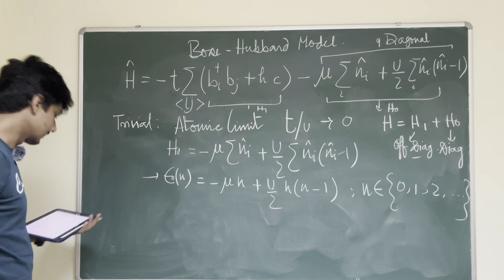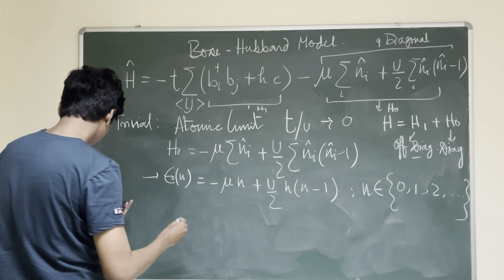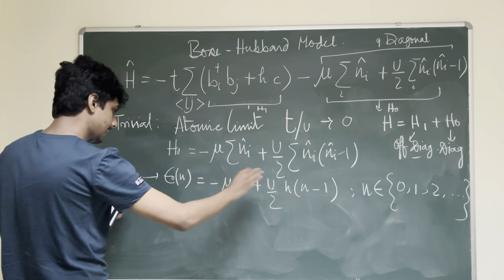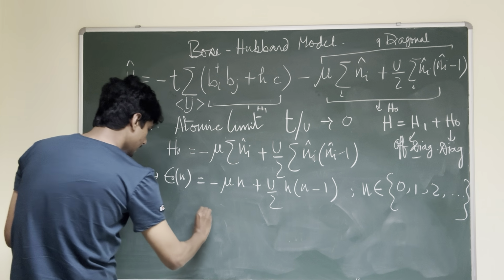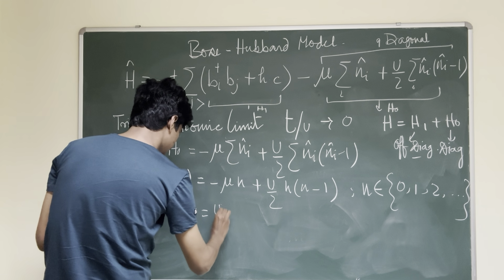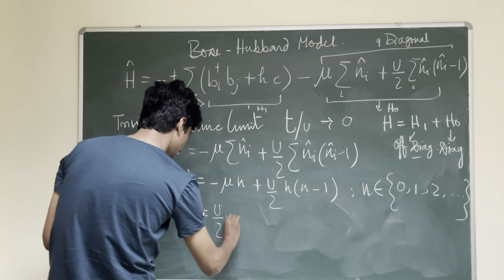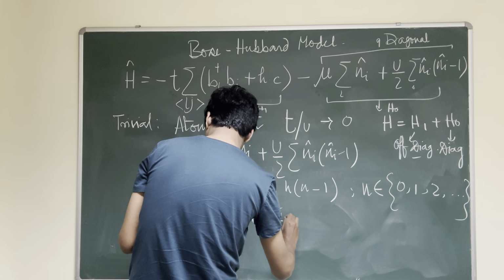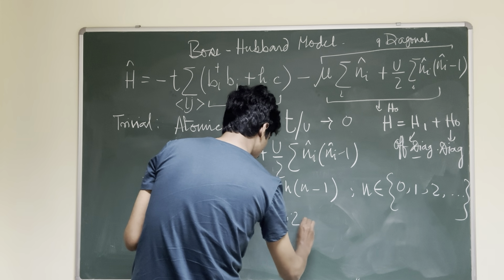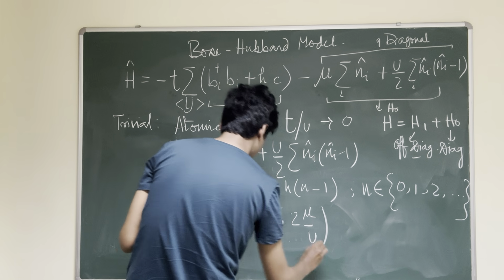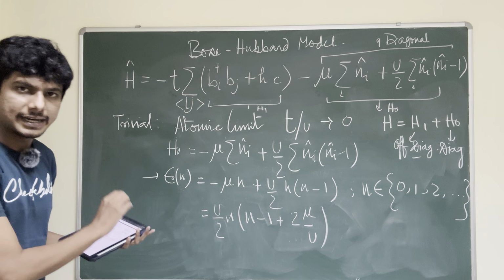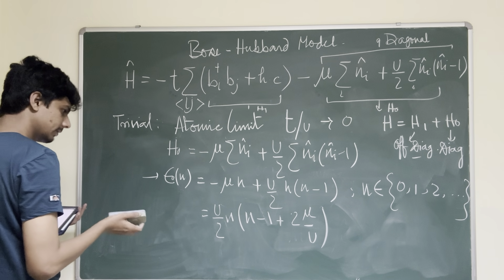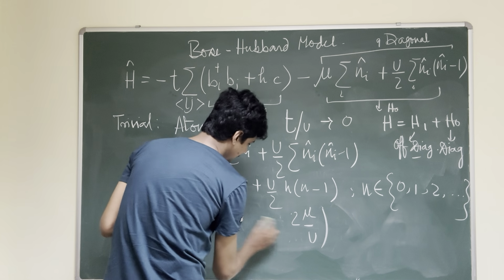If I rearrange, with n the number of bosons per site, you can think of it as U by 2 times n times (n minus 1) minus 2 mu over U. This is one kind of rearranging our epsilon n.